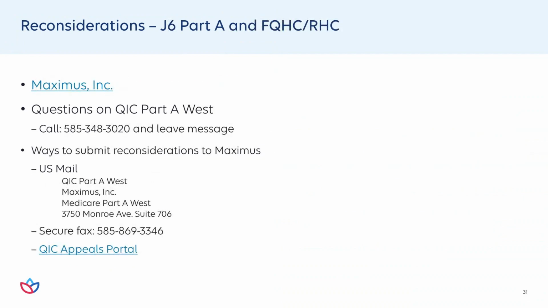Now, that was for Jurisdiction K Part A providers. For your Jurisdiction 6 Part A and your FQHC and RHC providers, your QIC is Maximus. Their website is hyperlinked for you at the top of the slide. For questions on your J6 Part A, FQHC, and RHC reconsiderations, there is a phone number. There are different ways, also very similar to C2C Innovative Solutions. You can submit your reconsideration to Maximus via the U.S. mail. Their address is there, secure fax, and they also have their own appeals portal.